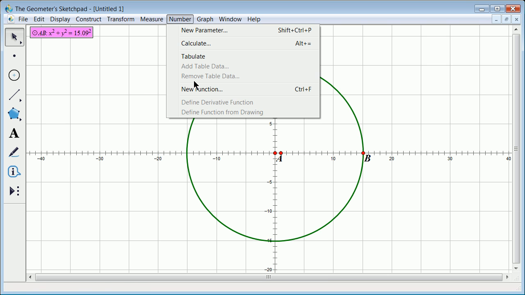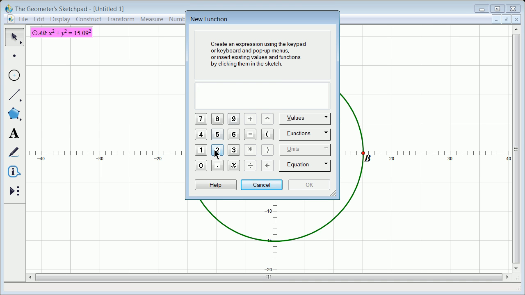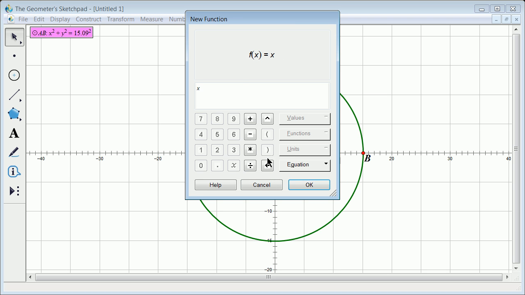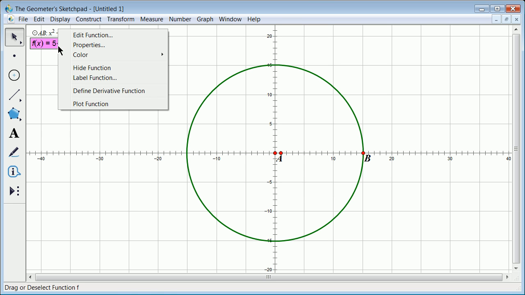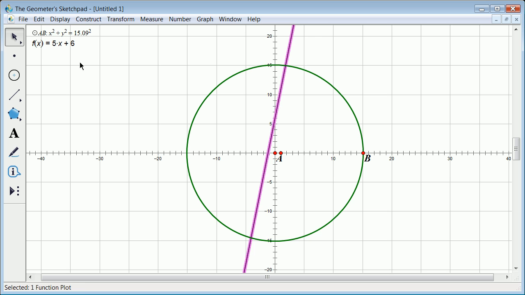So I can now do all this. I can do a new function. Now the problem with the new function is it doesn't always work. F of x equals 5x plus 6. Now many of you will recognize this as I start talking about a line, y equals mx plus b. When I graph that, you'll see that line. Plot the function.